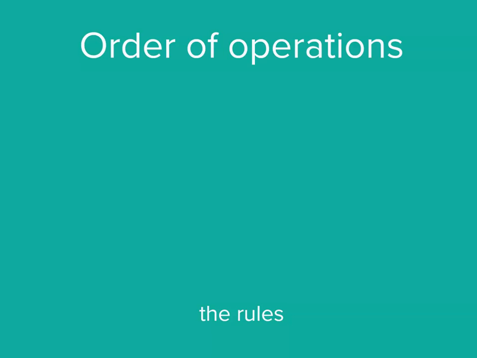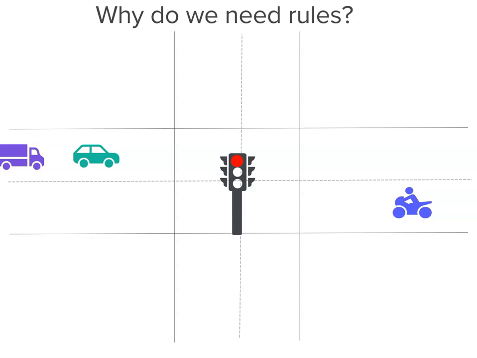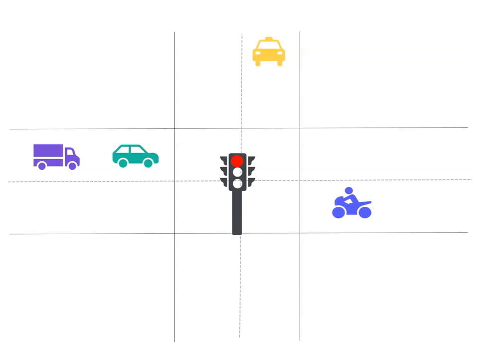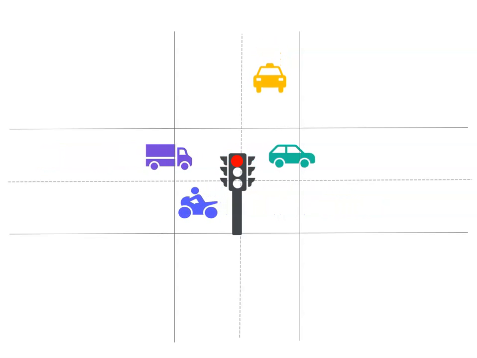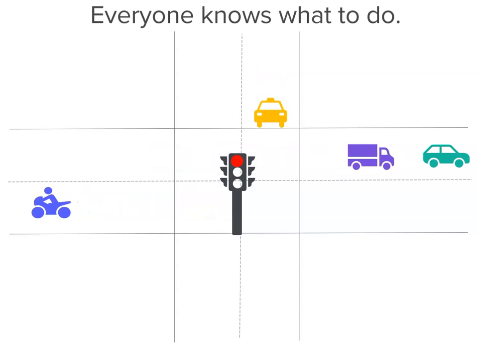Now, why do we have the order of operations? Well, they're just rules so that we all do the same thing. If you think about driving on the road, cars have traffic lights and different rules with the lines, and that's how they know whose turn it is to go. So imagine if we didn't have those.